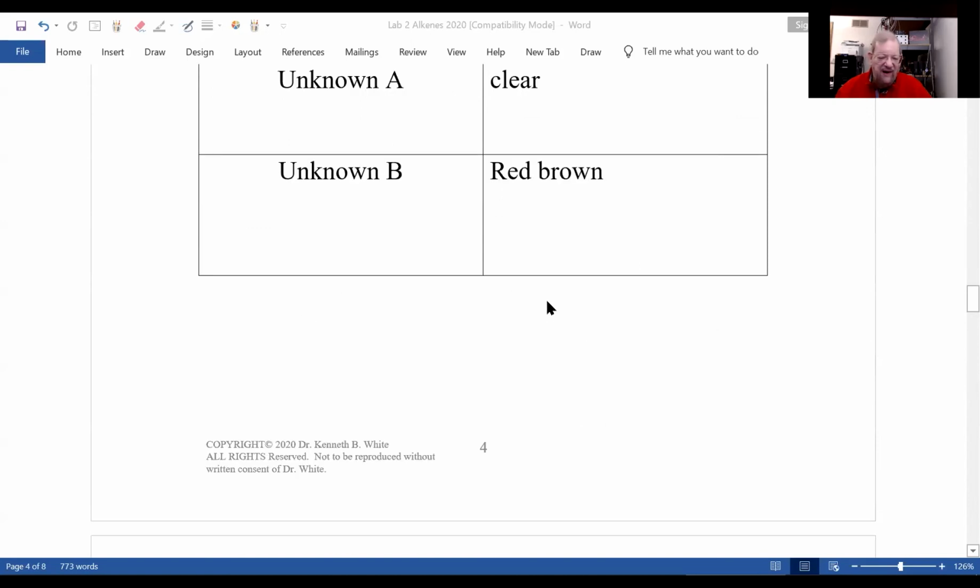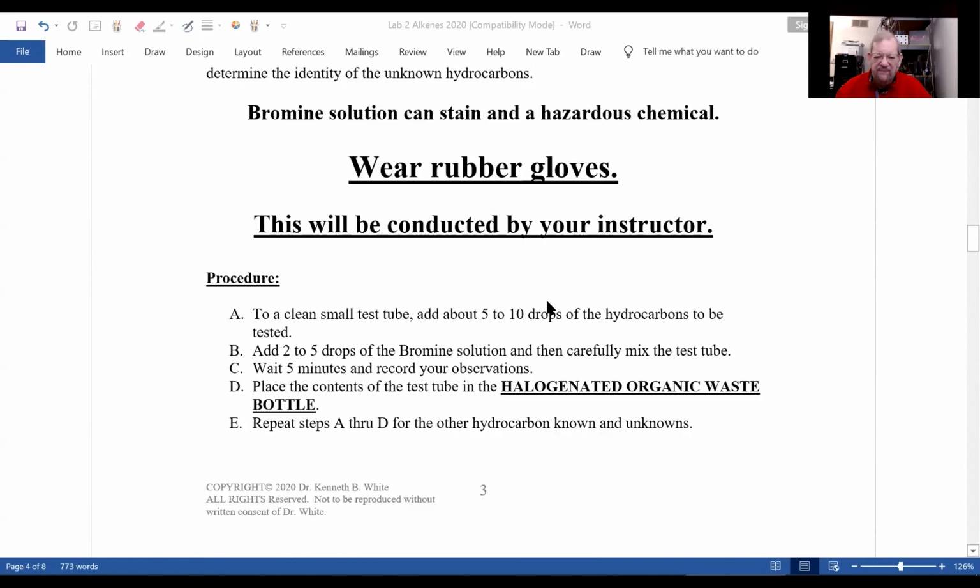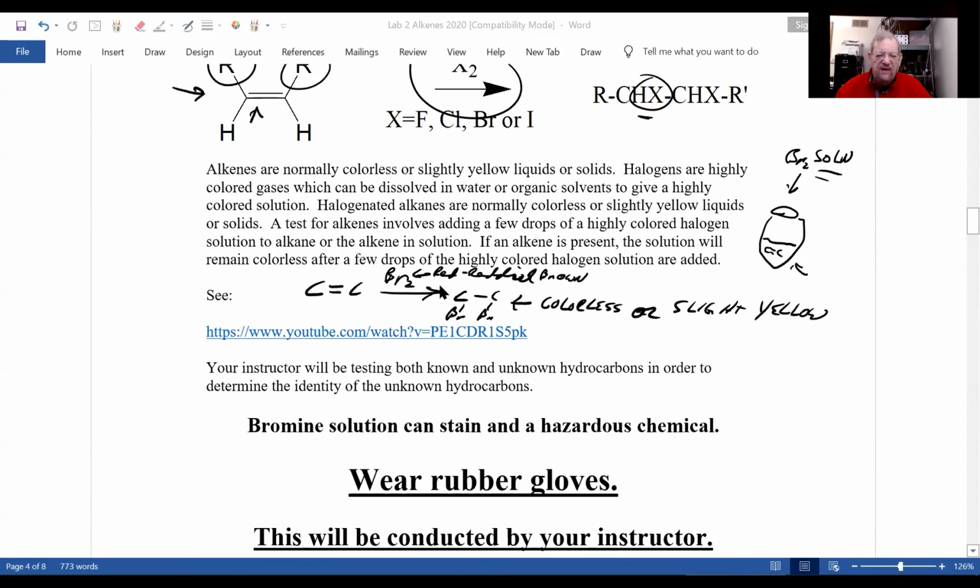All right, that's that part. Remember, the bromine solution is a reddish brown. When you react it with anything with a double bond, it forms a compound, a dibromide, or dibromo compound, and it becomes colorless or very slightly yellow. If there's no double bond, the solution turns red-brown or reddish-brown.